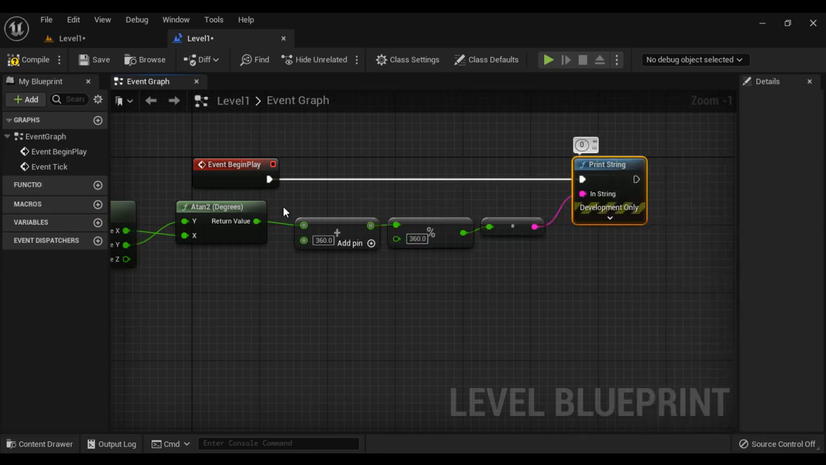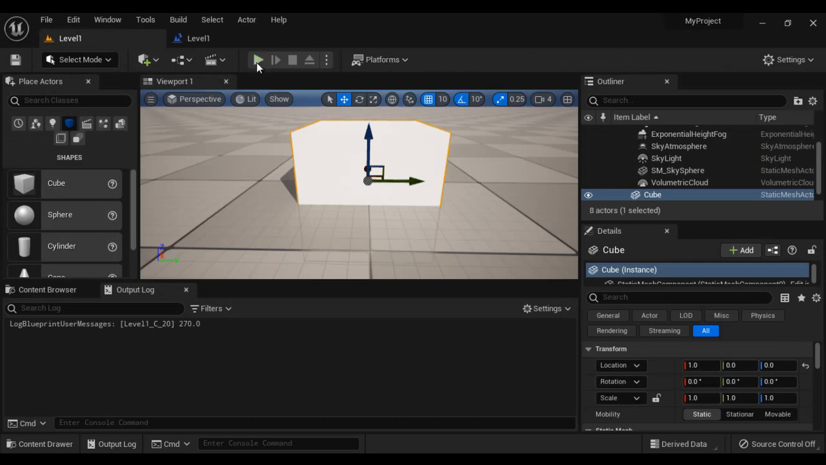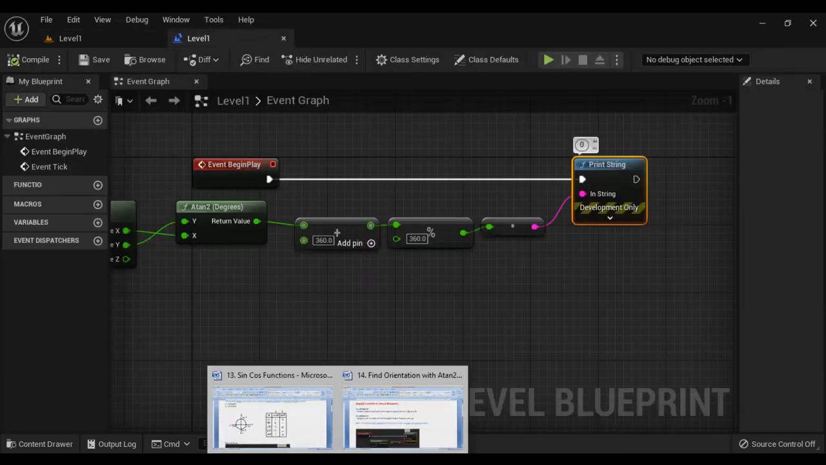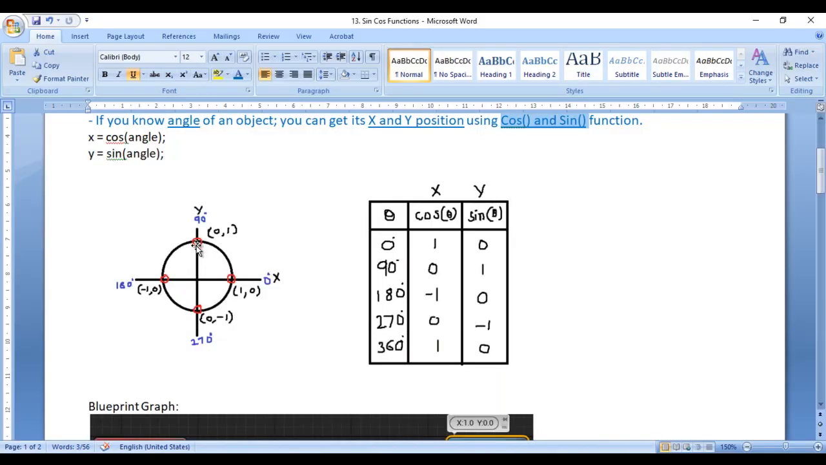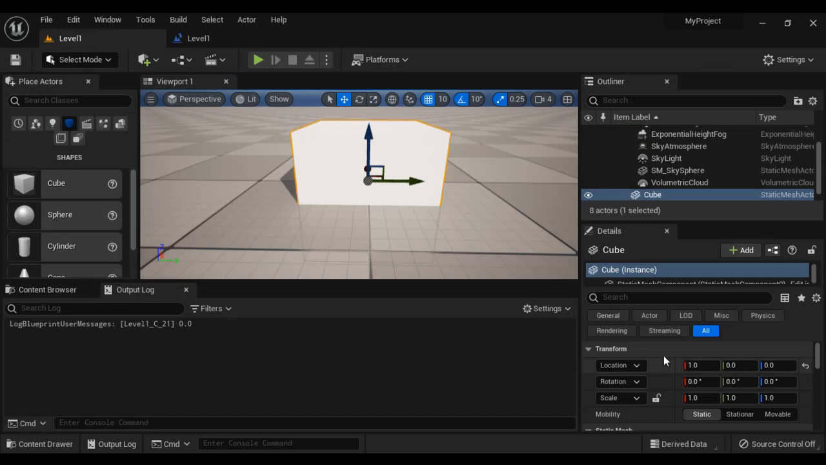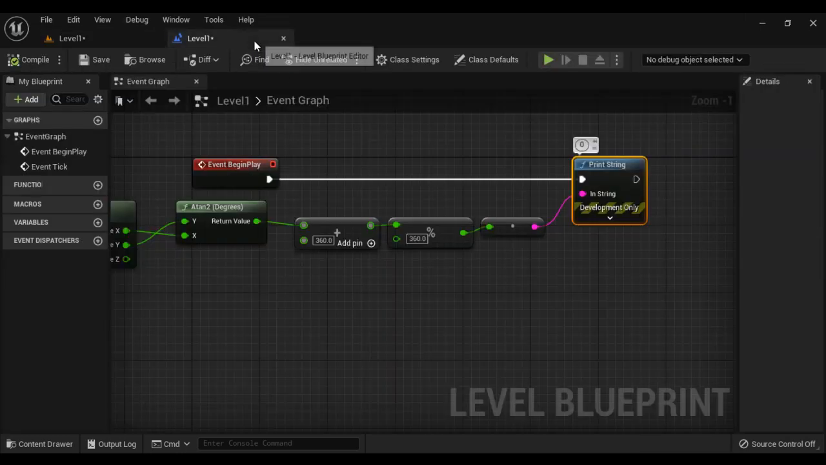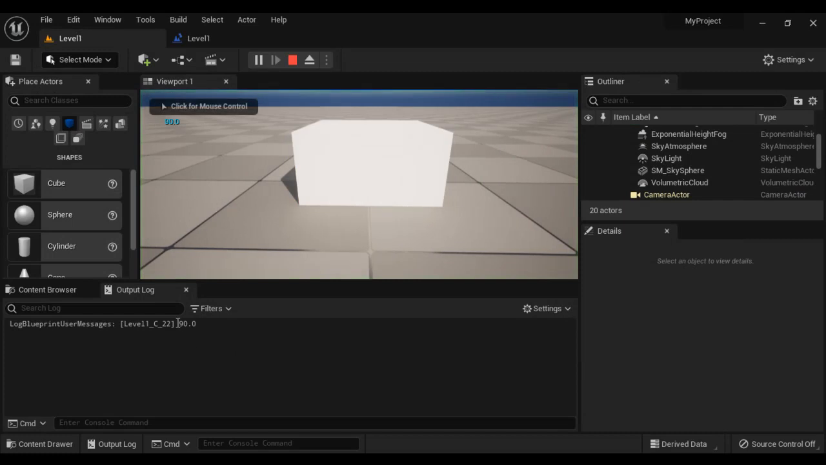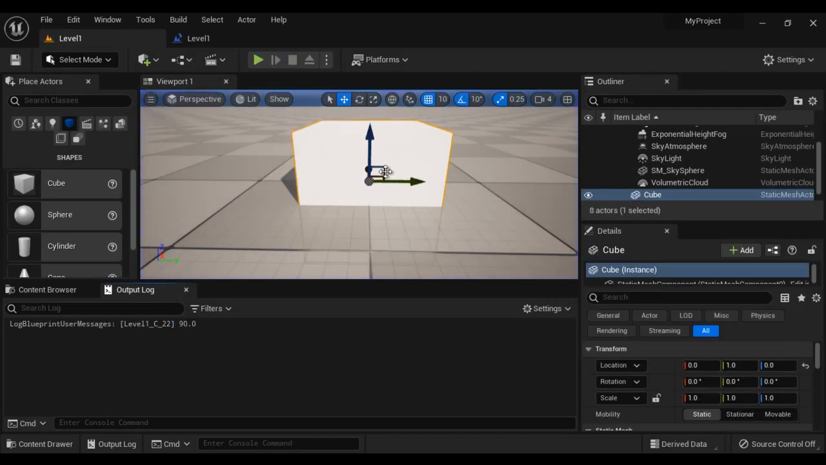Compile, save, come to level 1 and play. You see we got 0. Let's say our cube is in this position where x is 0 and y is 1. Definitely we get 90 degrees now. Compile, save, come to level 1 and play. You see we got 90 degrees. So it is telling the cube is at 90 degrees on the xy plane.